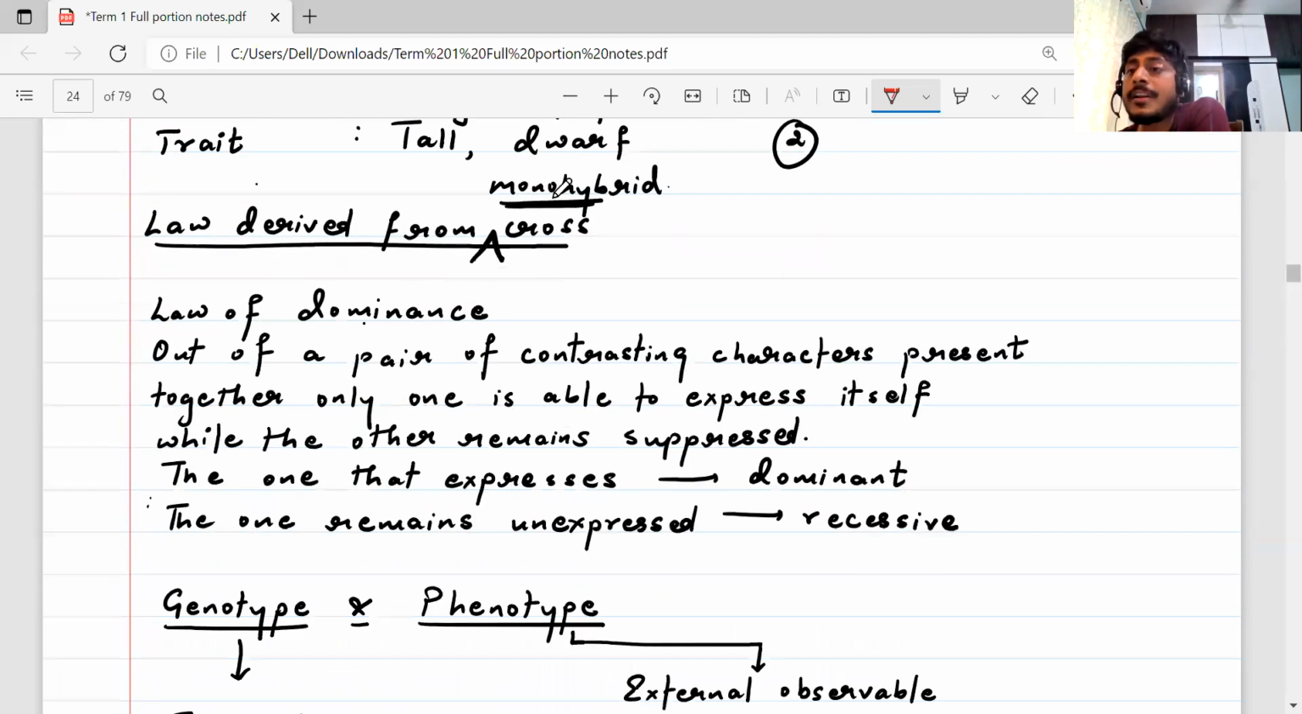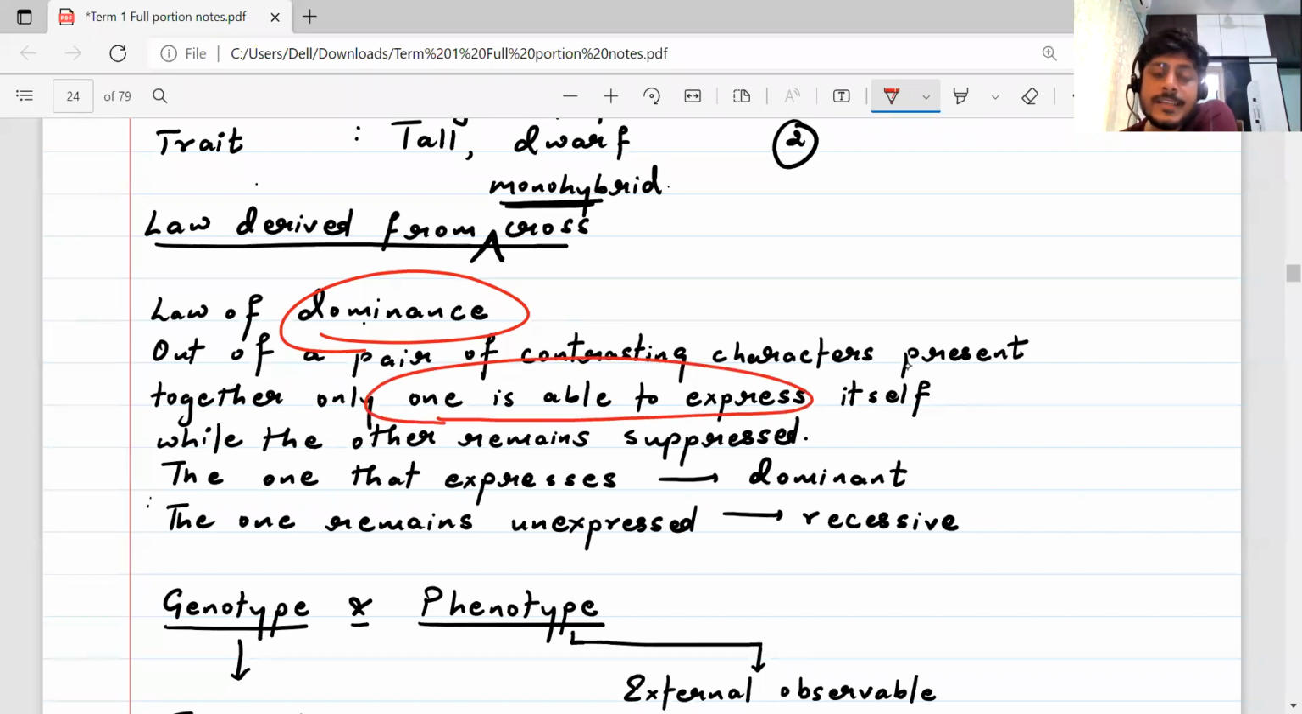Then we saw the law derived from the monohybrid cross and we spoke about the law of dominance. टॉल और ड्वार्फ जब मेंडल ने क्रॉस किया तो फर्स्ट जनरेशन में खाली टॉल दिखा, ड्वार्फ नहीं दिखा, और सेकंड जनरेशन में वो ड्वार्फ वापस आ गया. बट लॉ ऑफ डोमिनेंस खाली फर्स्ट जनरेशन के लिए कि आउट ऑफ द पेयर ऑफ कॉन्ट्रास्टिंग कैरेक्टर्स ओनली वन इज एबल टू एक्सप्रेस इटसेल्फ. तो टॉल एंड ड्वार्फ में से किसने एक्सप्रेस किया? टॉल ने एक्सप्रेस किया. द अदर रिमेन सप्रेस्ड, दूसरा वाला एक्सप्रेस नहीं कर रहा है. सो दूसरा वाला एक्सप्रेस नहीं कर रहा है तो वो रिसेसिव है, तो ड्वार्फ रिसेसिव हो गया और टॉल डोमिनेंट हो गया.